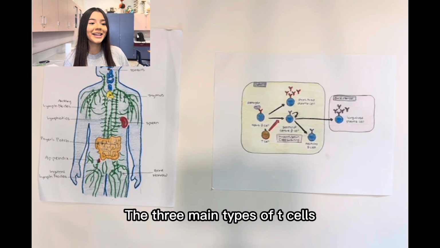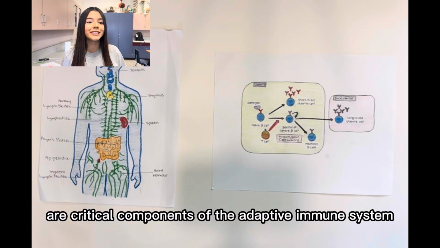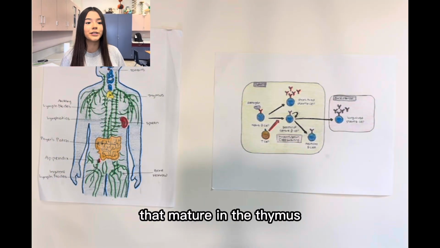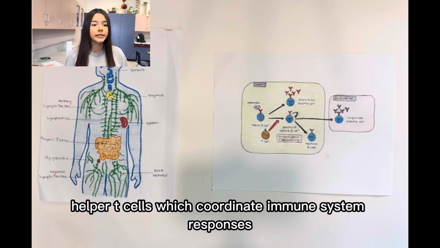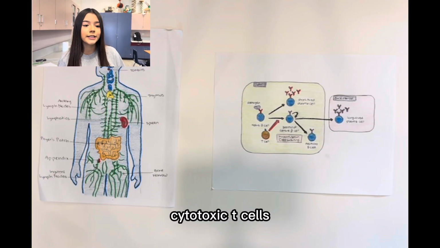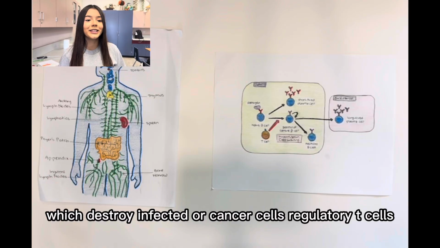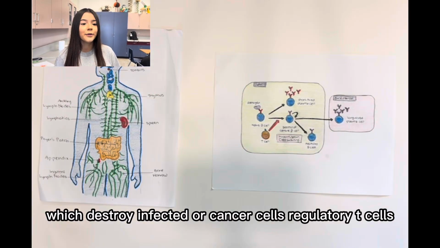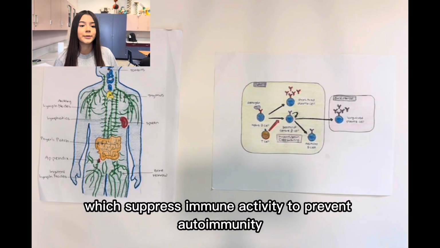The three main types of T cells are critical components of the adaptive immune system that mature in the thymus. Helper T cells coordinate immune system responses. Cytotoxic T cells destroy infected or cancer cells. Regulatory T cells suppress immune activity to prevent autoimmunity.